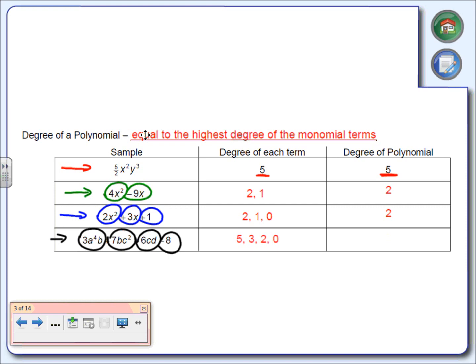I only want the highest degree, the highest number. And the highest number is the 5. So the degree of this polynomial is going to be 5. It's the highest degree of that term, that first term. All right, so that's what the degree of a polynomial is. It's the highest degree of the monomial terms.